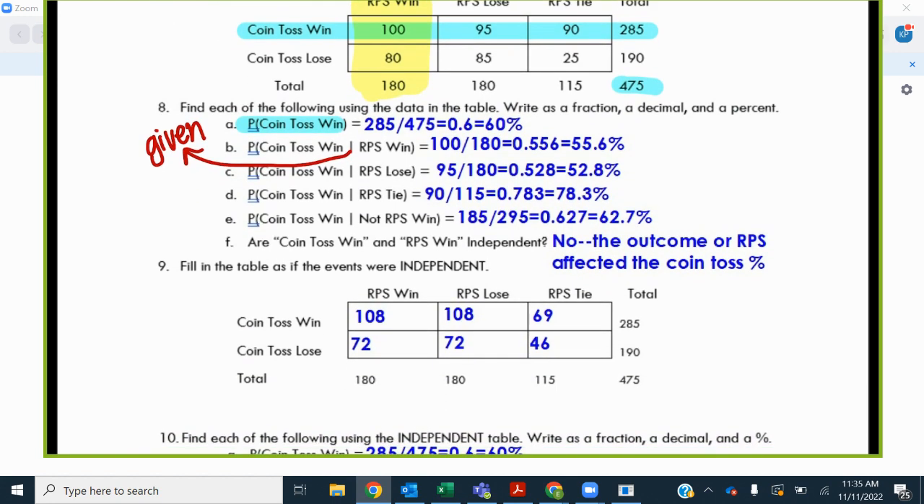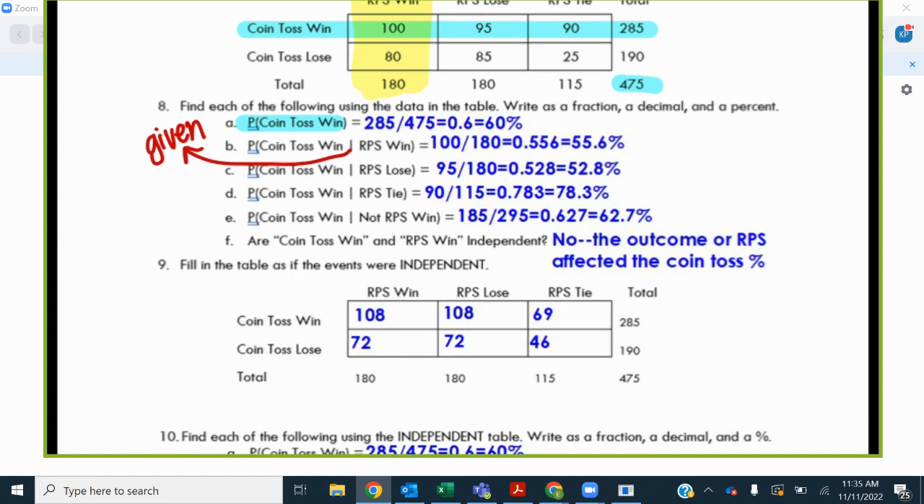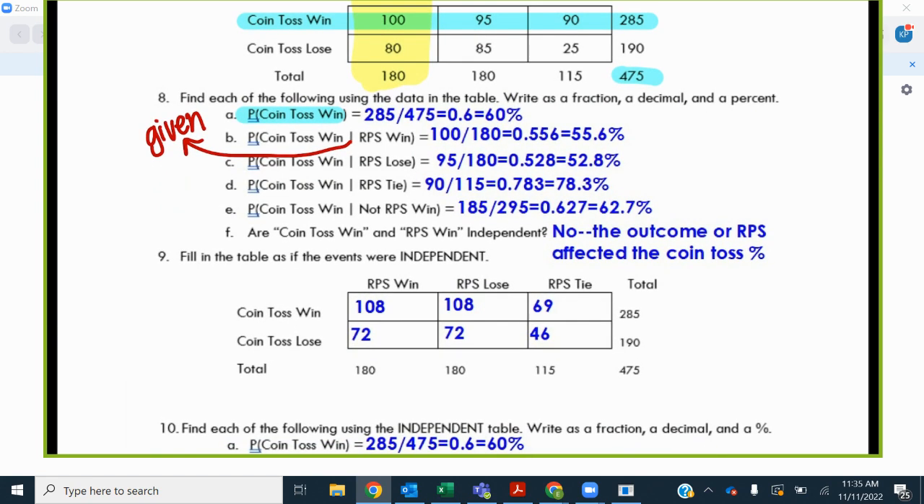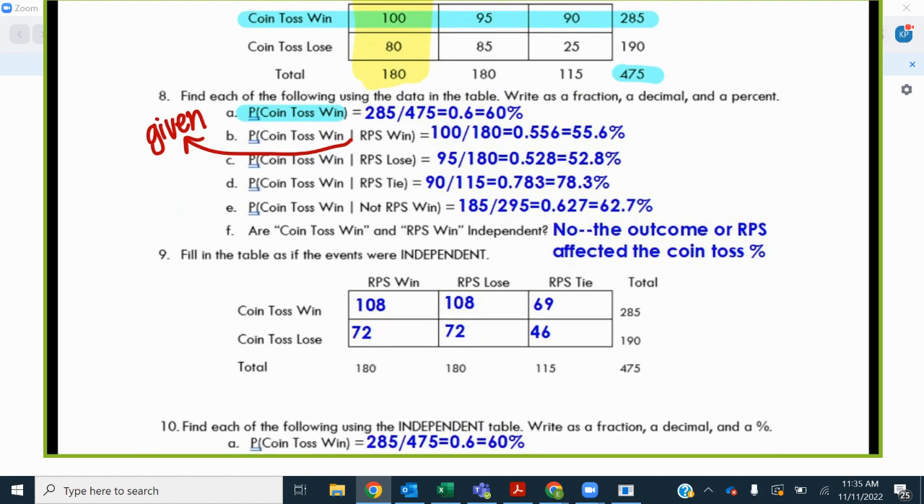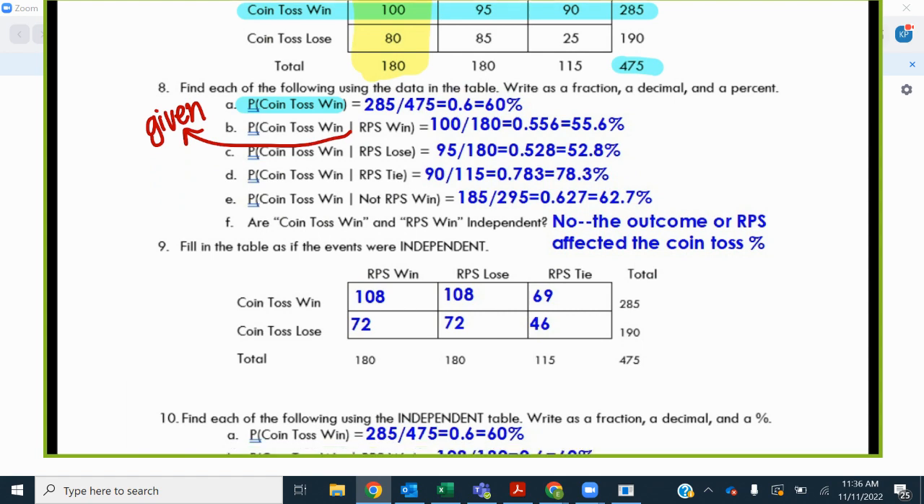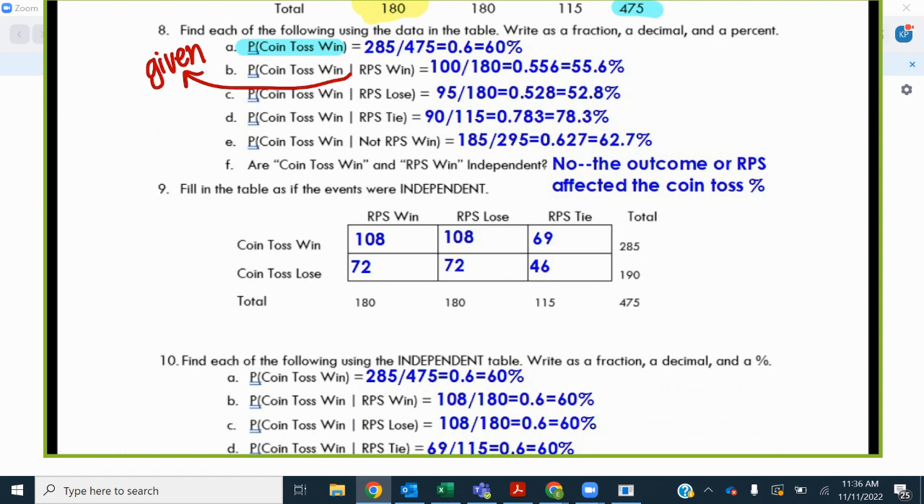So keep moving on. Number 8F, are they independent? It looks like the outcome of rock, paper, scissors affected the coin toss percentages. If you look at these, all these different outcomes for rock, paper, scissors change the probability of coin toss winning. We have 60, 56, 53, 78, 63, and so it appears that it affected it.